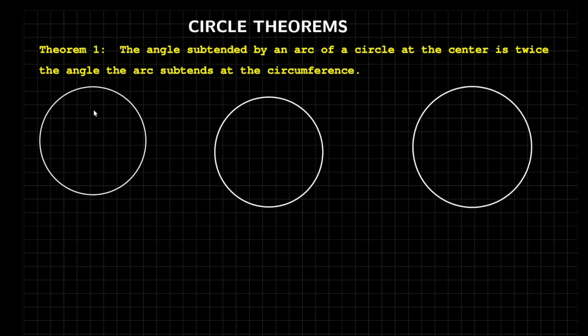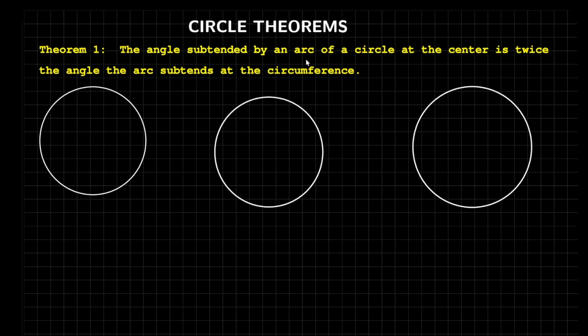By the end of this video, you should be able to apply this theorem to solve both basic and similarly difficult problems in circle geometry. The theorem goes thus: it says that the angle subtended by an arc of a circle at the center is twice the angle the arc subtends at the circumference.